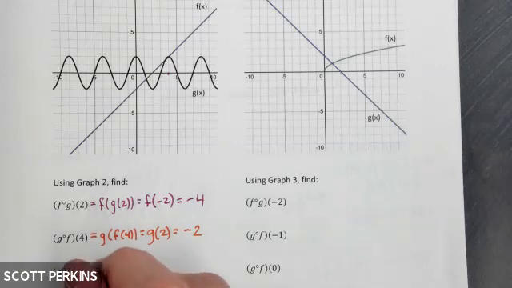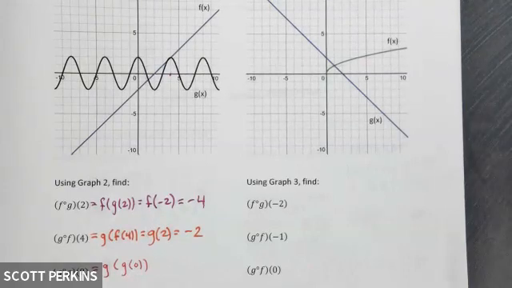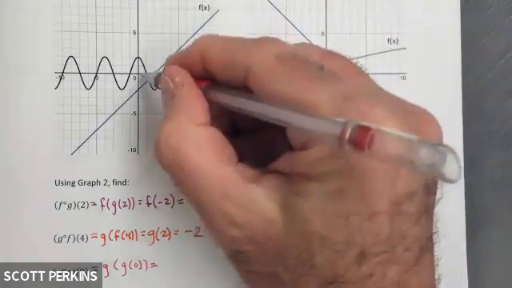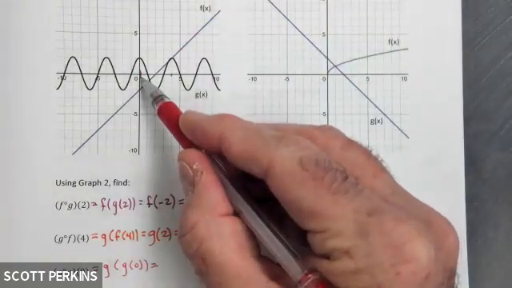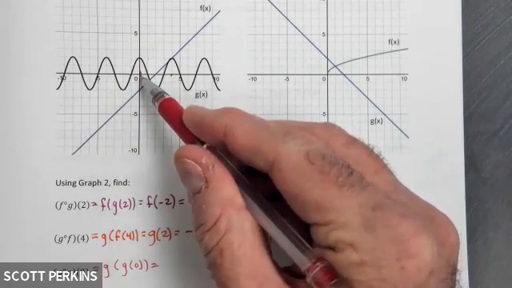This is G composed with G of 0. I understand that it might be confusing the first time to do this, but just follow the same procedure. First thing I'm going to do is go to the function G and plug 0 in. So G is the black graph. At the x value 0, which I've just made a little red mark here, what's the value of the black graph at 0?